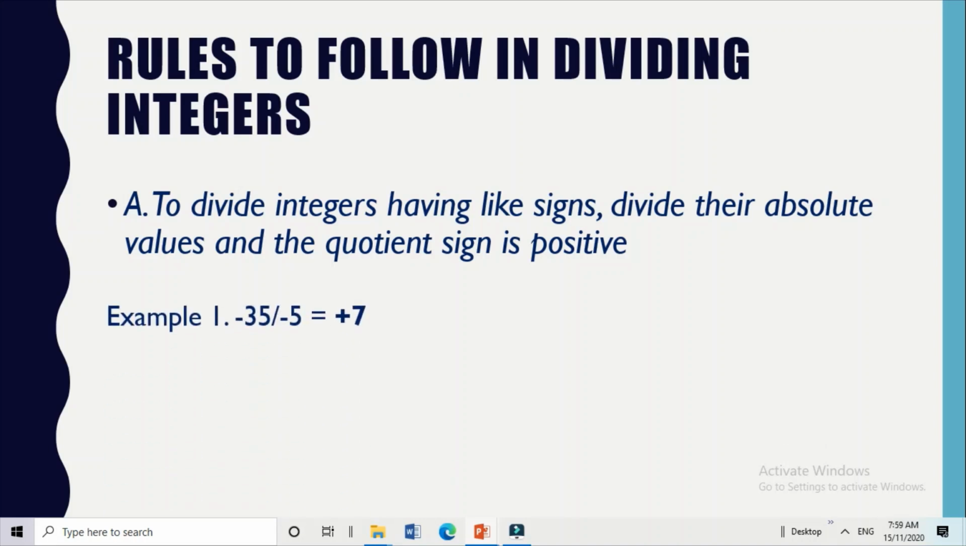Example number 1, negative 35 divided by negative 5. So, 35 divided by 5 is equal to 7. So, since they have like signs, the answer will be positive. Example number 2, 54 divided by 9 is equal to 6. So, since pareho silang positive, the answer will be positive. Example number 3, negative 50 divided by negative 10. So, 50 divided by 10, that is equal to 5. So, since pareho silang negative, the answer would be positive.